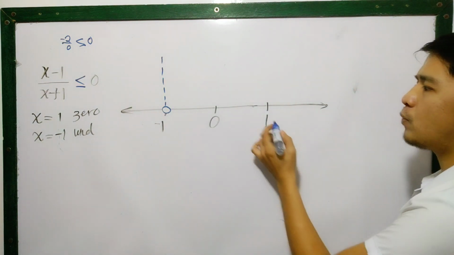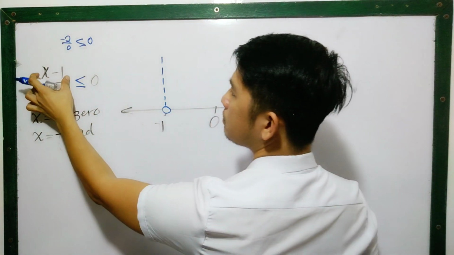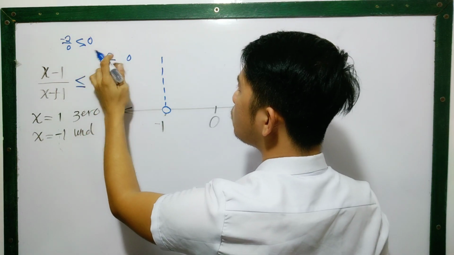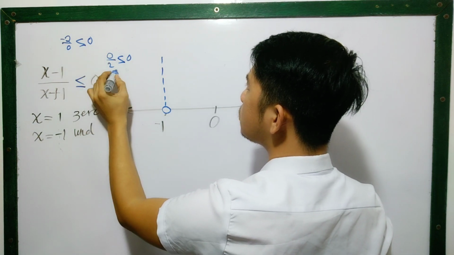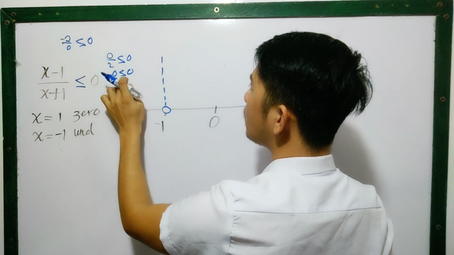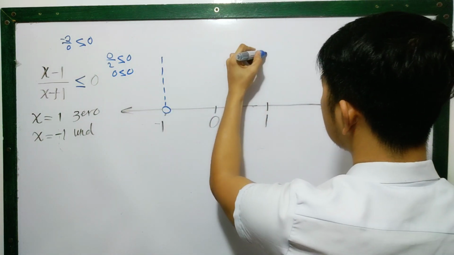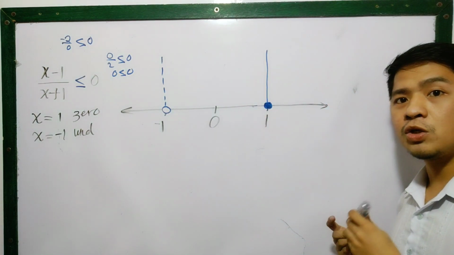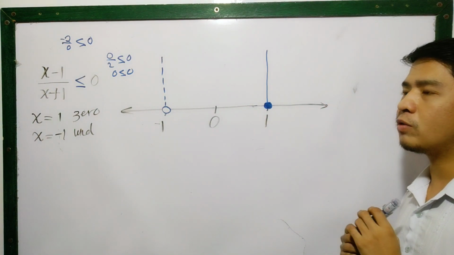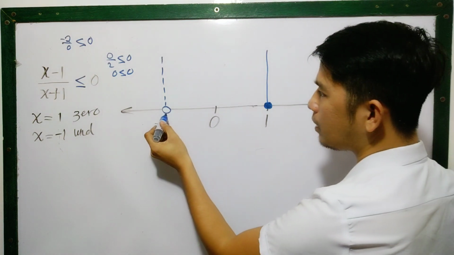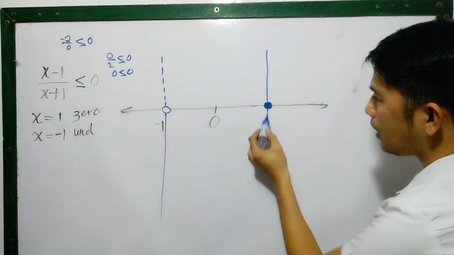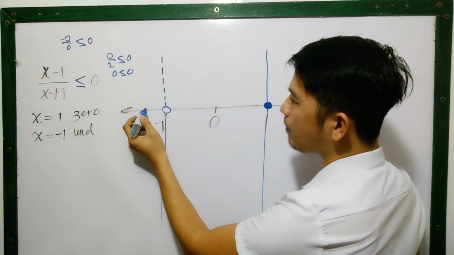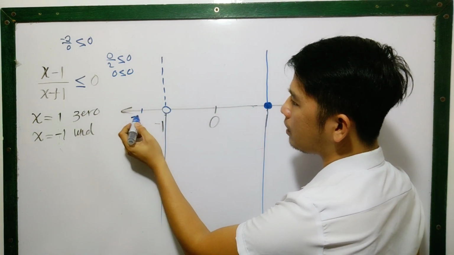The next one is when x is 1, magiging 1 minus 1 is 0 over 2. 0 over 2 is less than or equal to 0. This is true since meron siyang equal dito. So, therefore, kasama to. And yung circle niya is shaded. Okay? So, now, we will now test. Hatiin natin, no? Hati natin. We will now test when x is, let's say, negative 3.